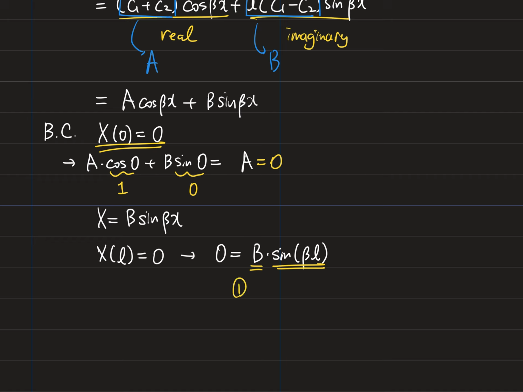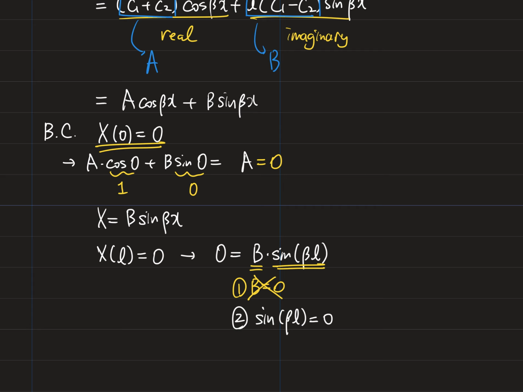So the first possibility is B equals 0. But this solution is nothing, right? I mean, nothing really interesting. So still we came back to the string with no motion, right? So we are not going to accept this solution. The second possibility is sine beta L becomes 0.